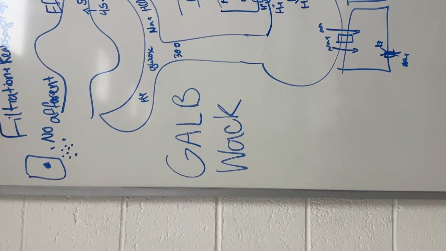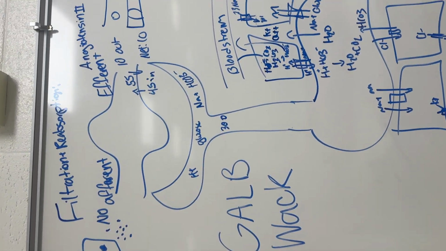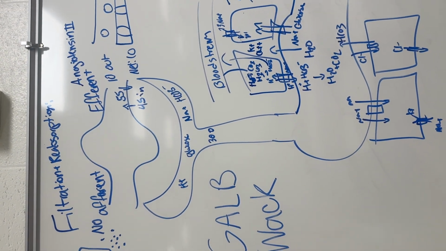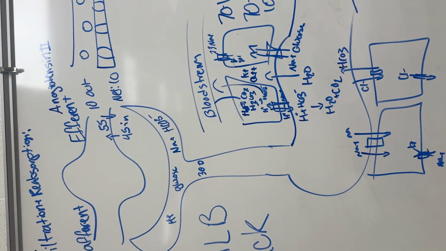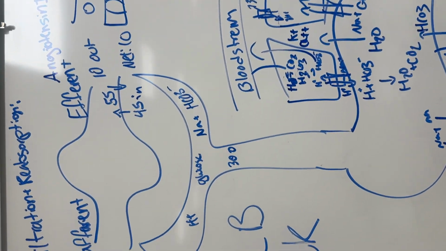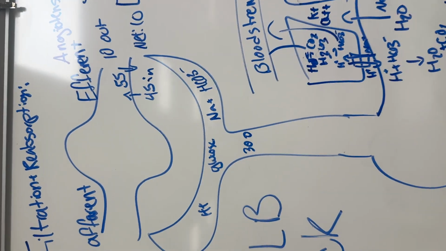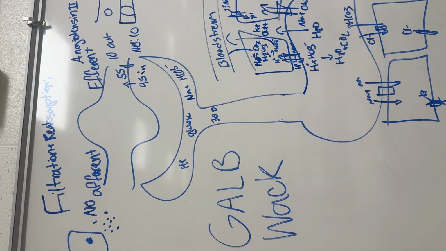So we're starting out with filtration and reabsorption here. You have a structure in the kidney called Bowman's capsule and the glomerulus, which is a capillary. Together they construct the renal corpuscle.